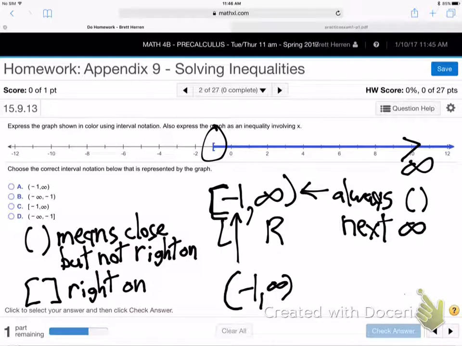So that's why it makes sense that infinities never get a bracket, because you can never be right on infinity. You might go to the doctor's office and say, I waited forever. But you didn't really get right on forever. It just felt like forever. So infinities always get a parenthesis. You're never right on them. All right, let's keep going.